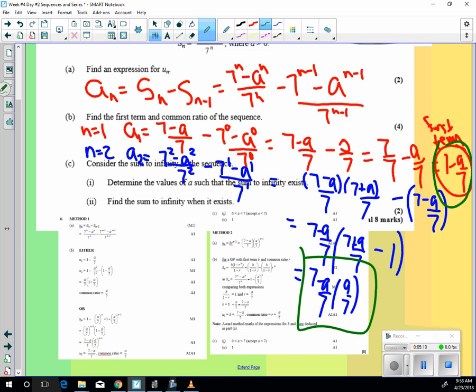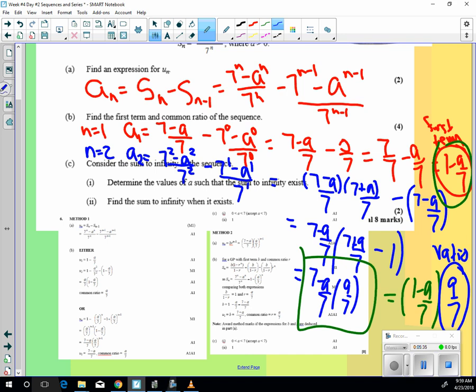What do you see here? 1 minus a over 7 times a over 7. So what's this thing here? There's the ratio. That is a little tough, but I can get it. It makes sense when you use this to find the first term and the second term. Now we have the ratio. Now we have the first term. Now we're ready to do this part C.